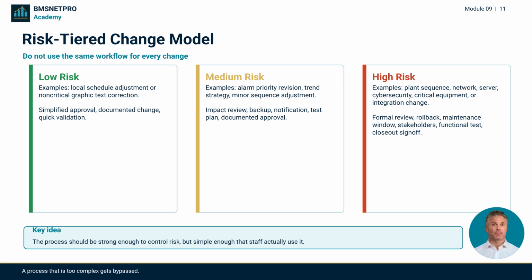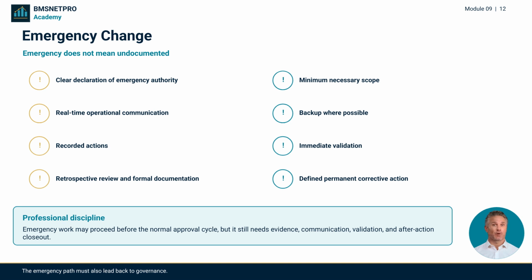Low-risk changes may be simplified, but high-risk sequence, network, server, or critical control changes require formal impact review, backup, rollback, stakeholder communication, testing, and closeout. Emergency work may need to proceed before the normal approval cycle, but emergency does not mean undocumented. It requires minimum necessary scope, real-time communication, recorded actions, immediate validation, retrospective review, and permanent corrective action.